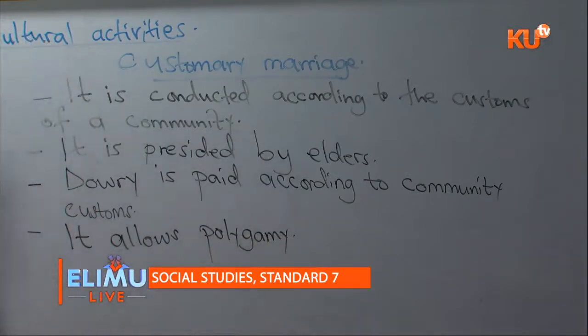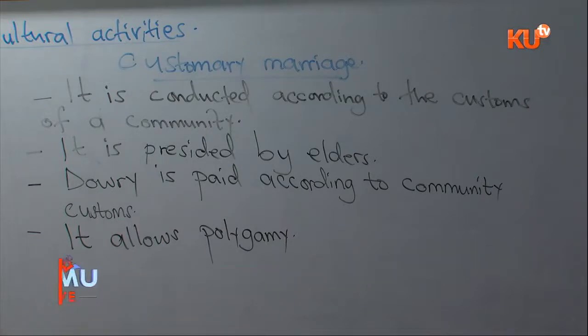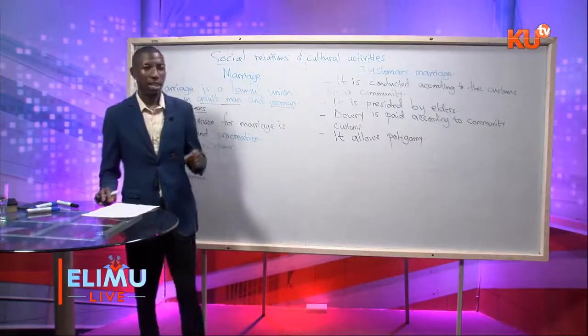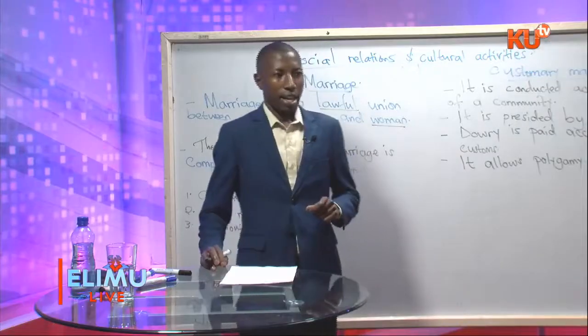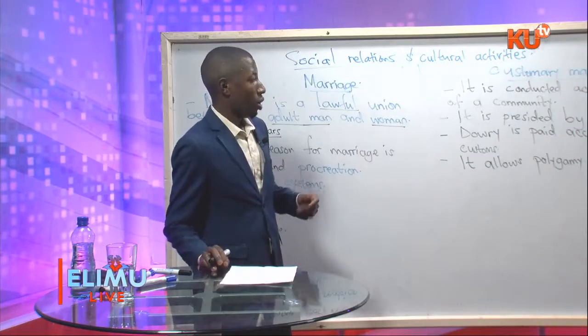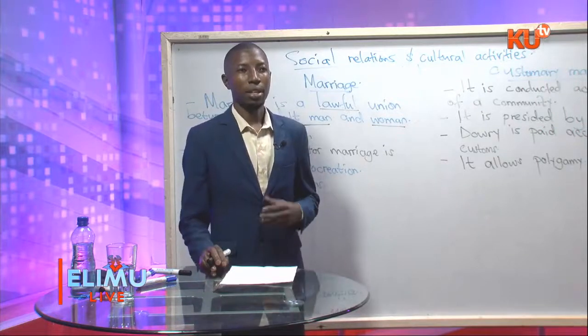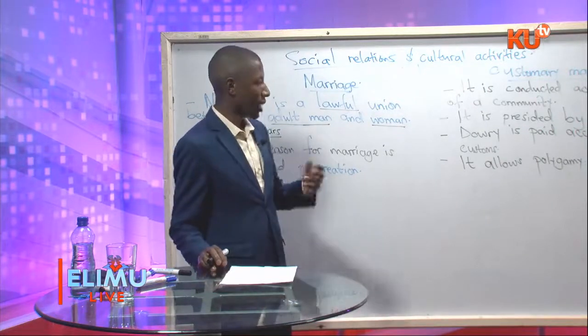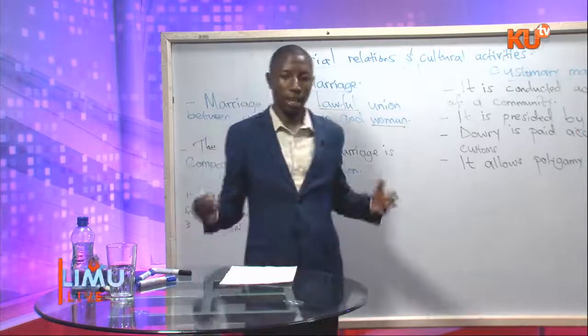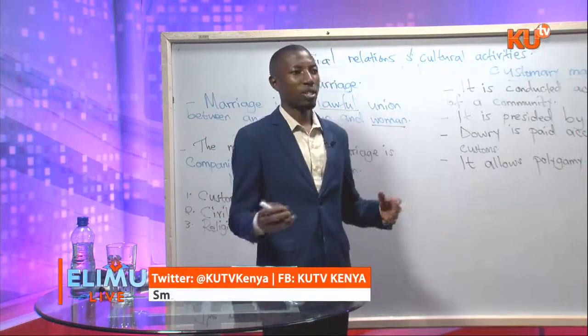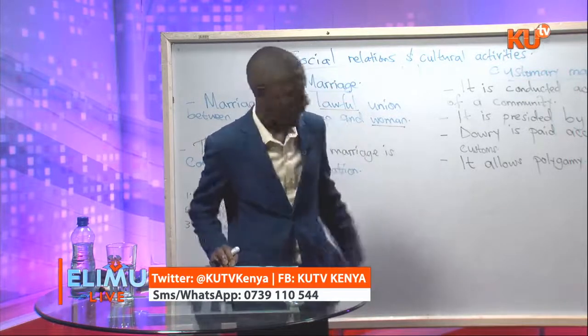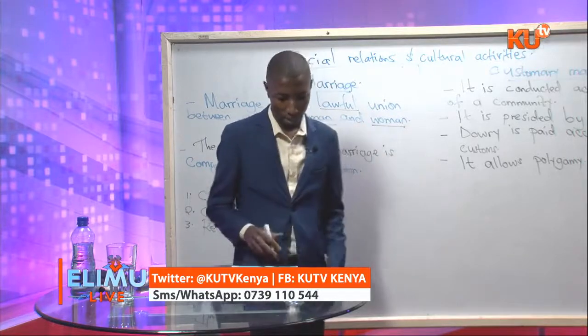It allows polygamy. So customary marriage allows polygamy, and polygamy is marrying of more than one wife. You can marry 2, you can marry 3, 10, as much as you can take care of. It is allowed in customary marriage.